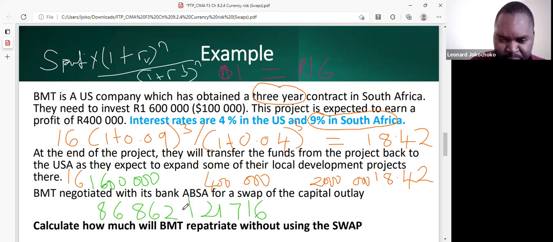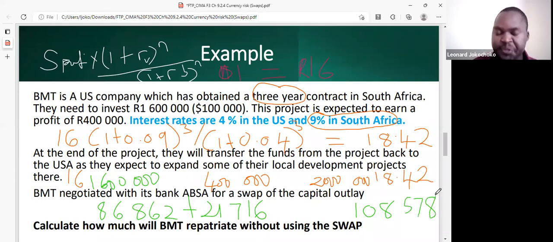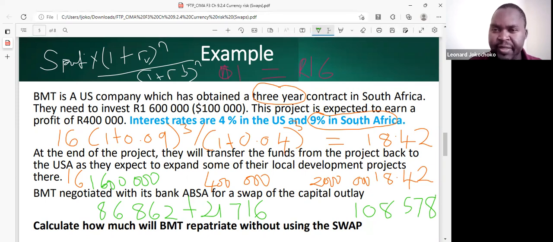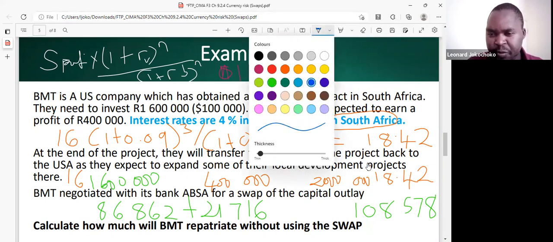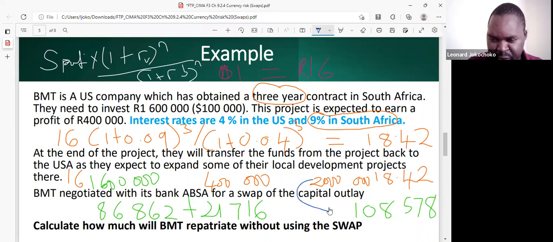If I add these two amounts, I would see that to the United States, they will repatriate a total of 108,578. You would see here that at the end, the company has suffered. Their $100,000 is now worth 86,000 only. Their profit we calculate as 25,000 has been reduced to only 21,000. And as a result, they would have 8,000. Please know that you could calculate that 8,000 by simply dividing 2 million over 18.42. It will give you the same amount.